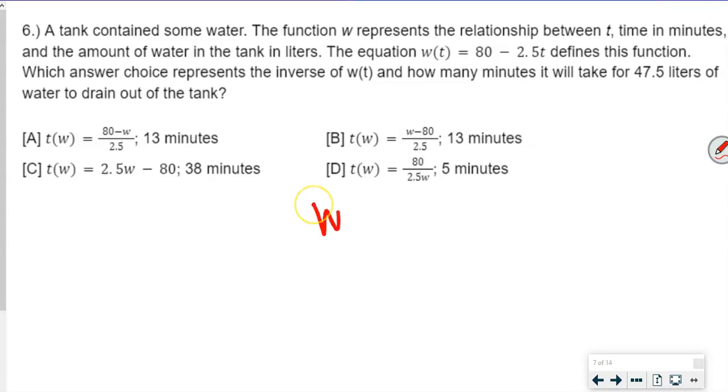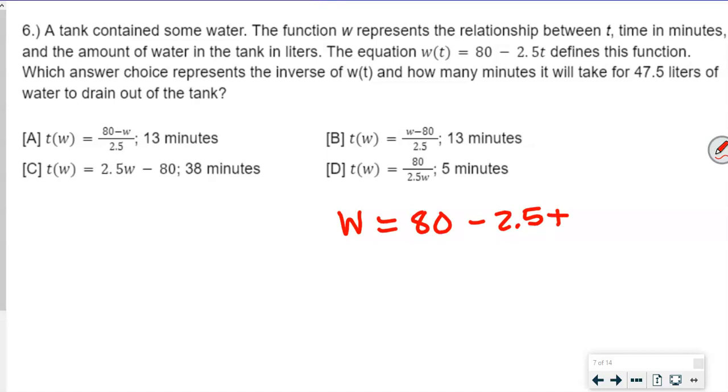So our original equation was W of T, right? So I'm just going to put the big letter W there because I think it'll help y'all better. W equals 80 minus 2.5t. So what I told my students is we just solve for the other variable.